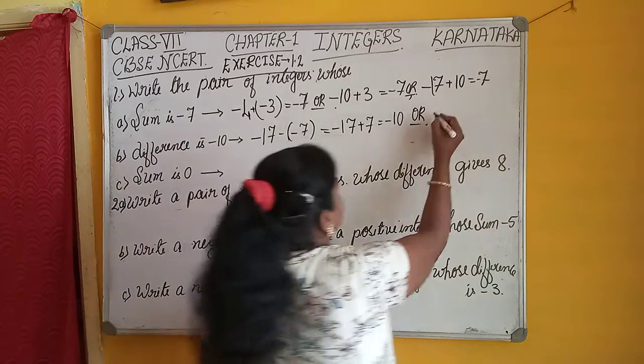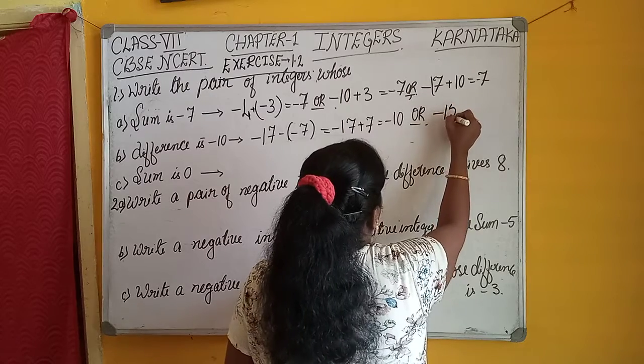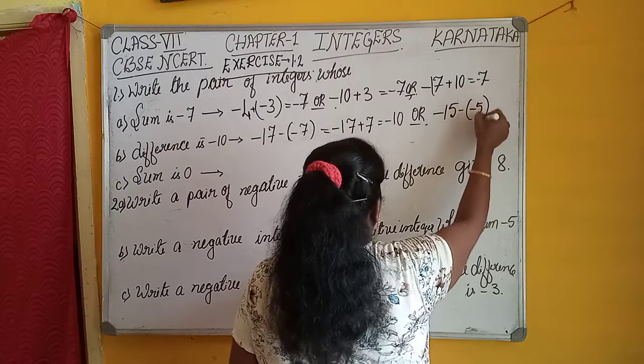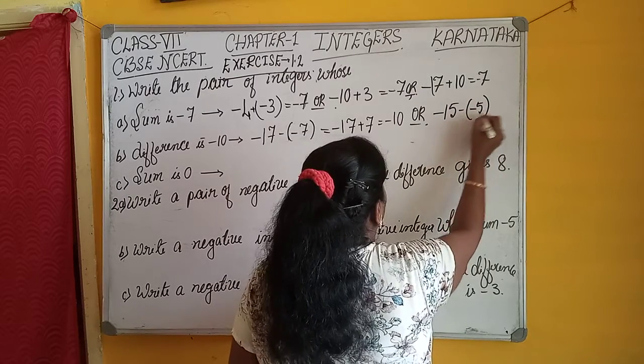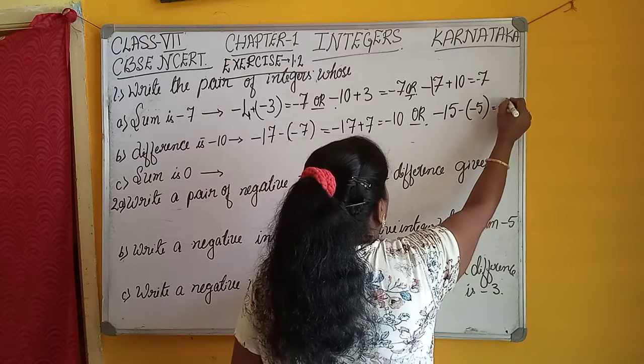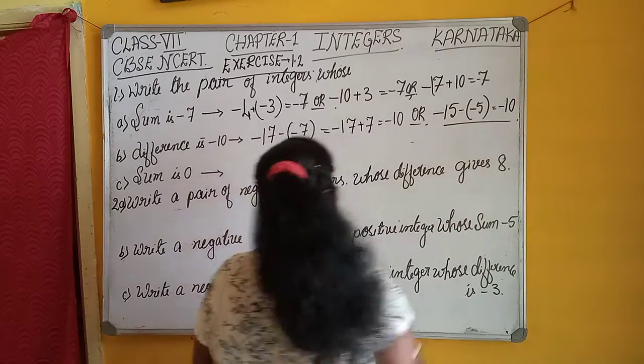Take this: -15 minus of -5. That is also -15 plus 5, which is equal to -10.